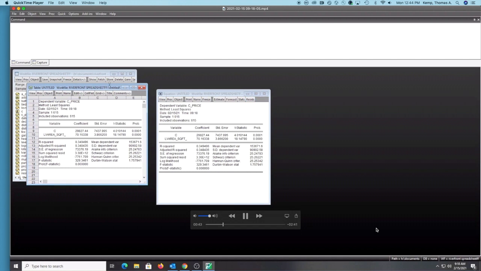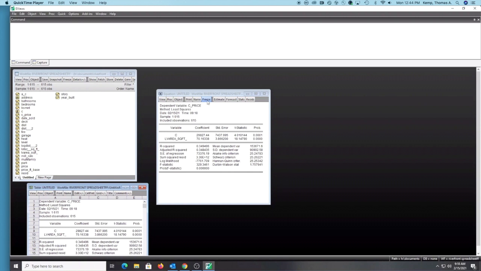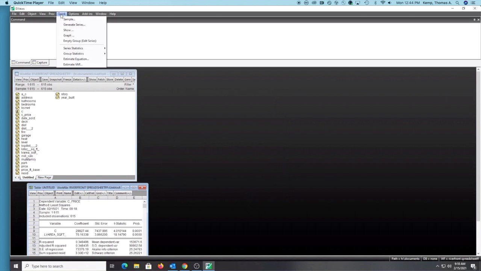All right, now I've hit freeze there, and what freeze does is essentially take a snapshot of this, right? And so I'm going to put that snapshot down over there so I can remember this. And then I'm going to run another regression.